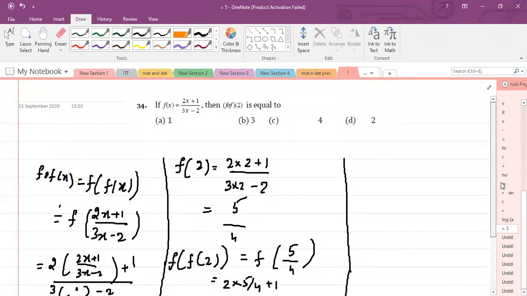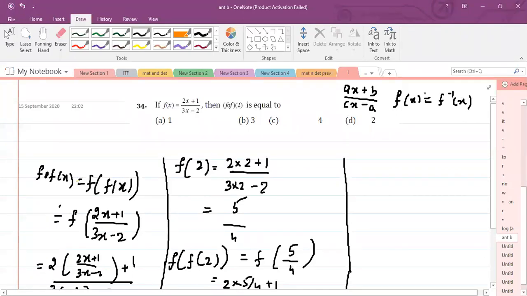But here see, this is in the form of ax plus b divided by cx minus a. Therefore, you can write f of x is equal to f inverse of x.